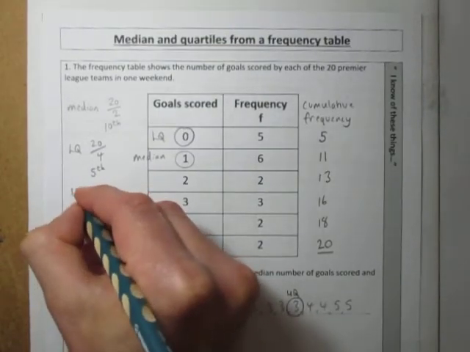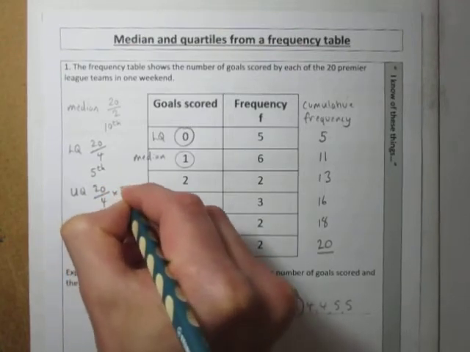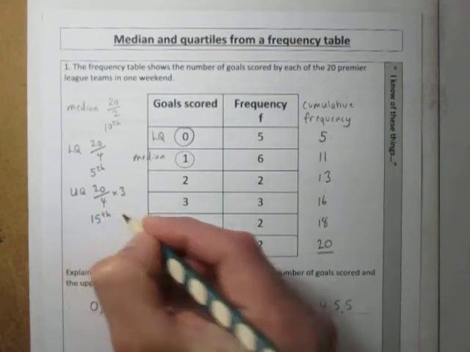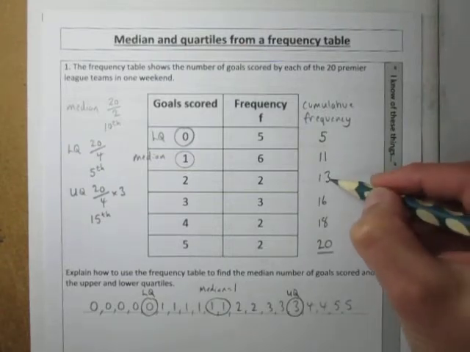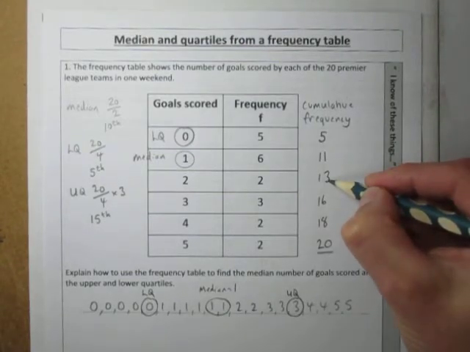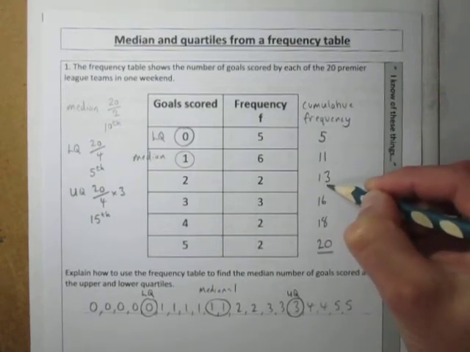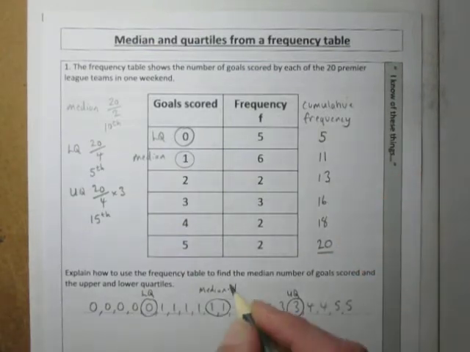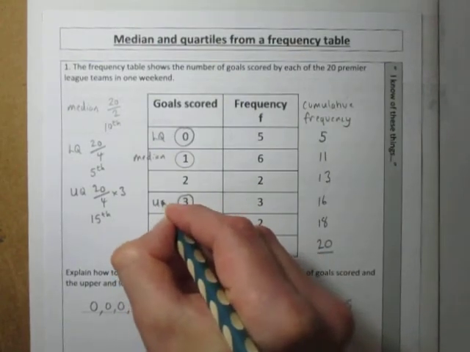Now for the upper quartile, I'm going to take the 20 values, divide them by 4, and times by 3. That gives me the 15th value, which represents the upper quartile. So where does the 15th value lie? Well, up to 2 goals is 13, up to 3 is 16. That tells me the 15th value lies somewhere in between here. Therefore, the 15th value must be here, 3 goals.